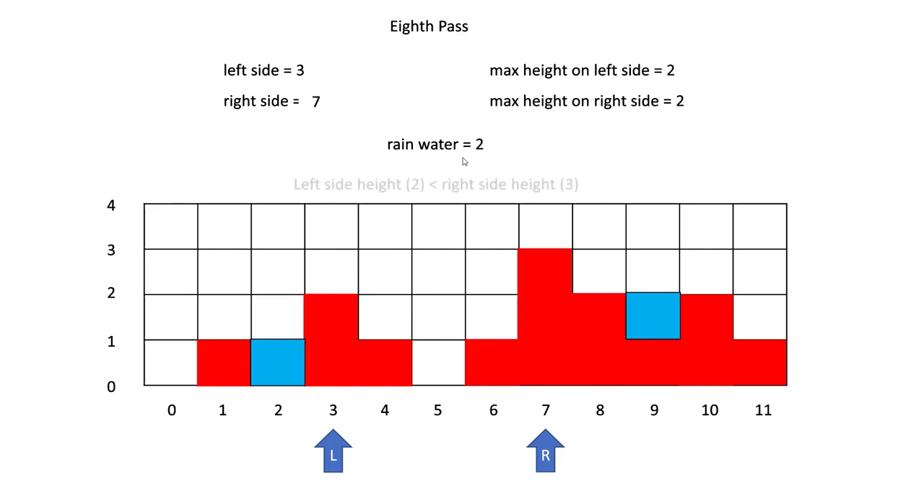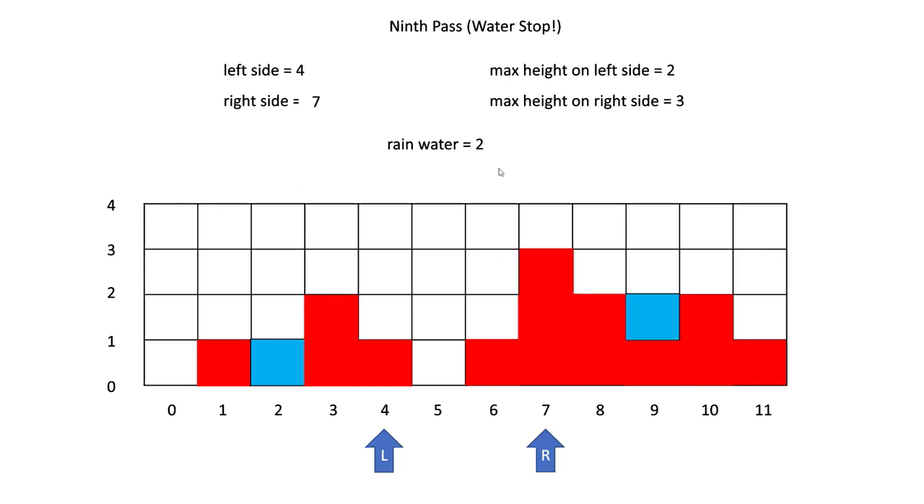Now we're on to the 8th pass. So the left side height is less than the right side height of 3. So now we've got to move the left over 1 to make that 4. And now the right side height is 3, the max, anyway. Okay, so now we have 7 and 4.